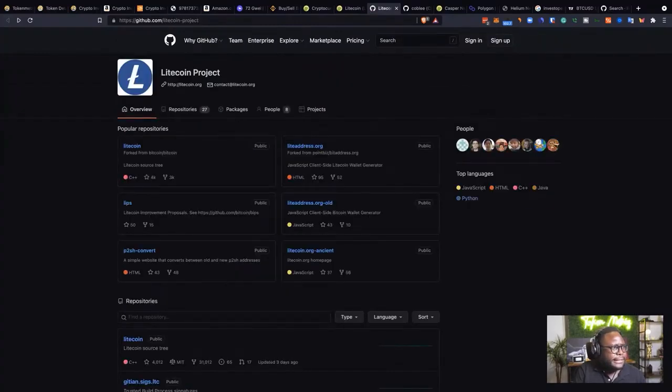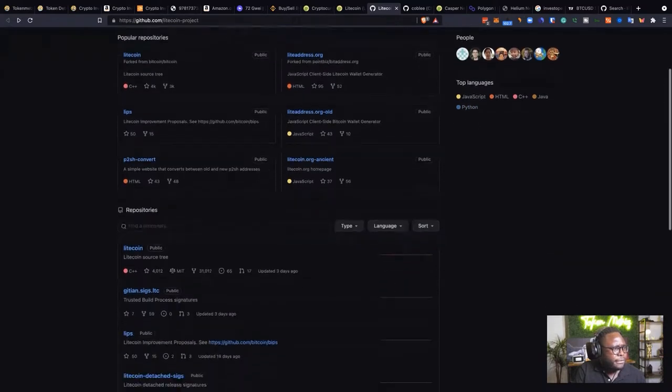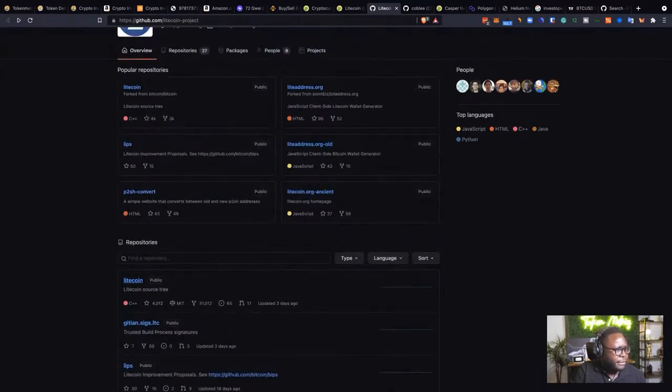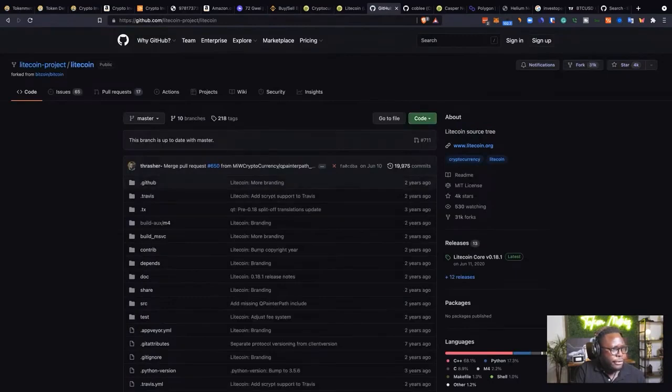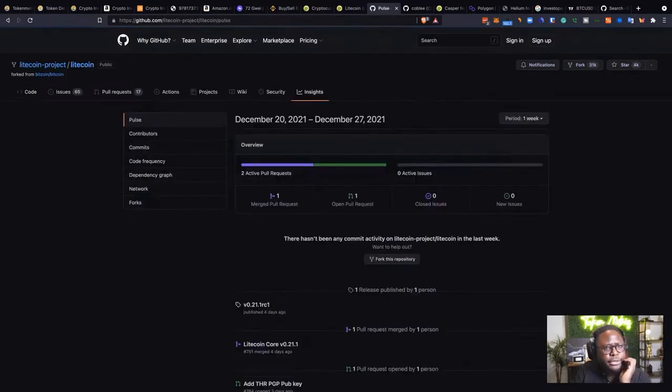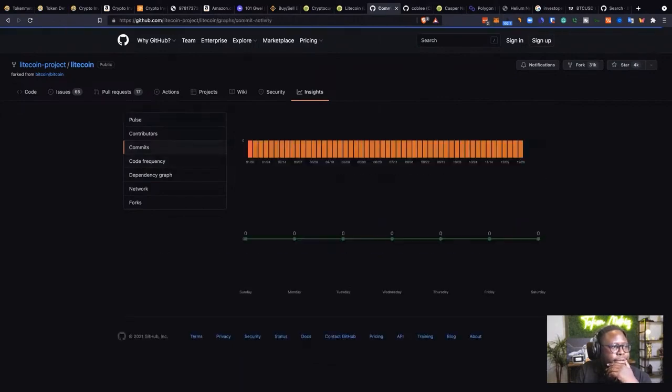But not really getting much. Let me see. Okay, let's go to Litecoin over here. Okay, yeah, here we go. So look at the stars, the forks. This project has been forked so many times. But if we go to the commits, not many commits. 0 commits. 0 innovation over basically the whole year. Nobody has updated Litecoin the whole year.